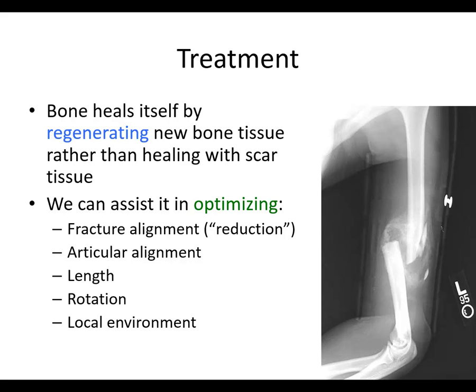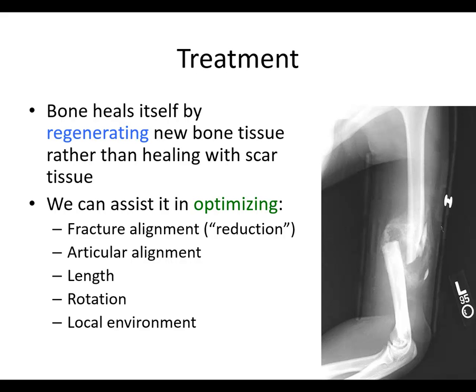So what about treatment? Well, bone heals itself by regenerating new bone tissue rather than healing with scar tissue. If you think about other organs or tissues, skin for instance, when you cut yourself, you get a scar. Or when you lacerate, I don't know, muscle tissue, or we talked about a heart attack before, you get fibrosis, you get scar tissue, all right?